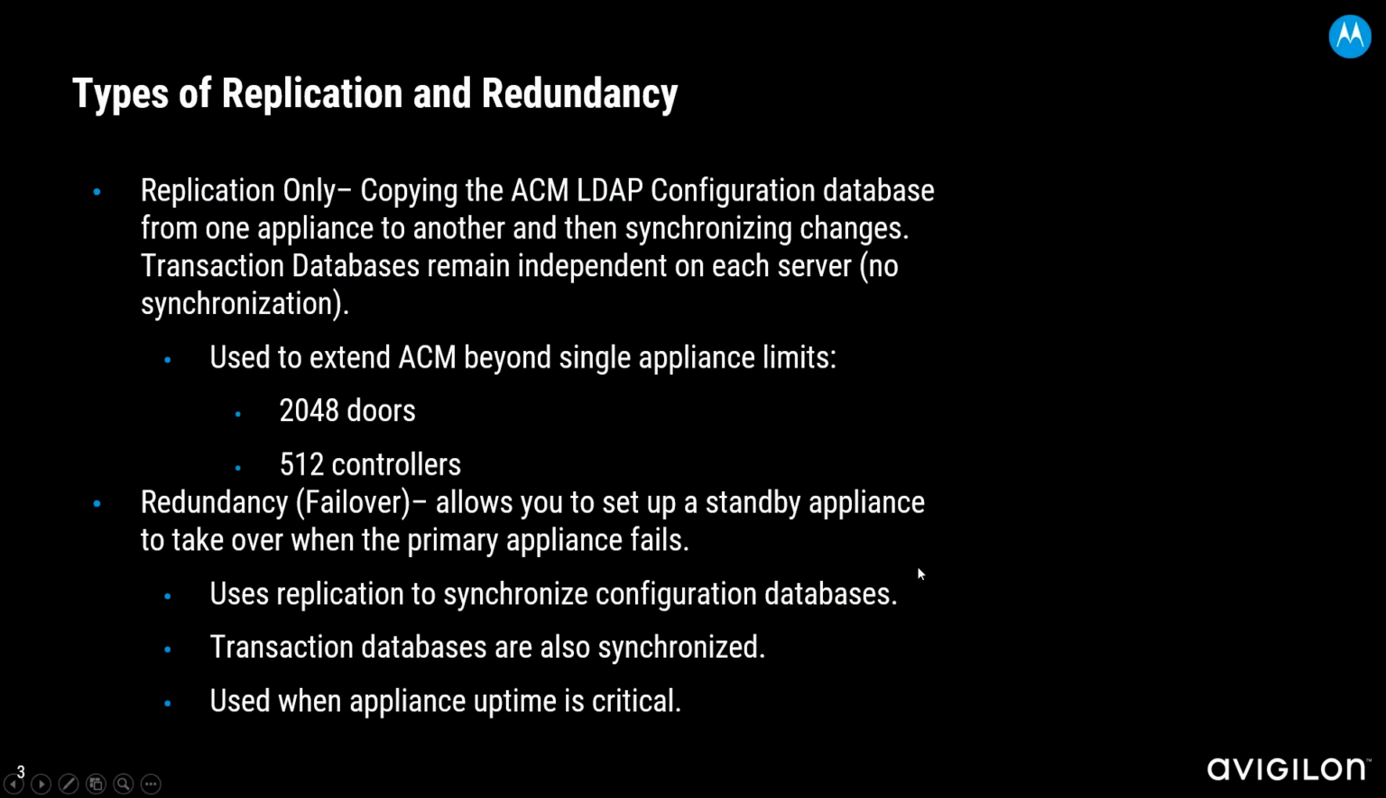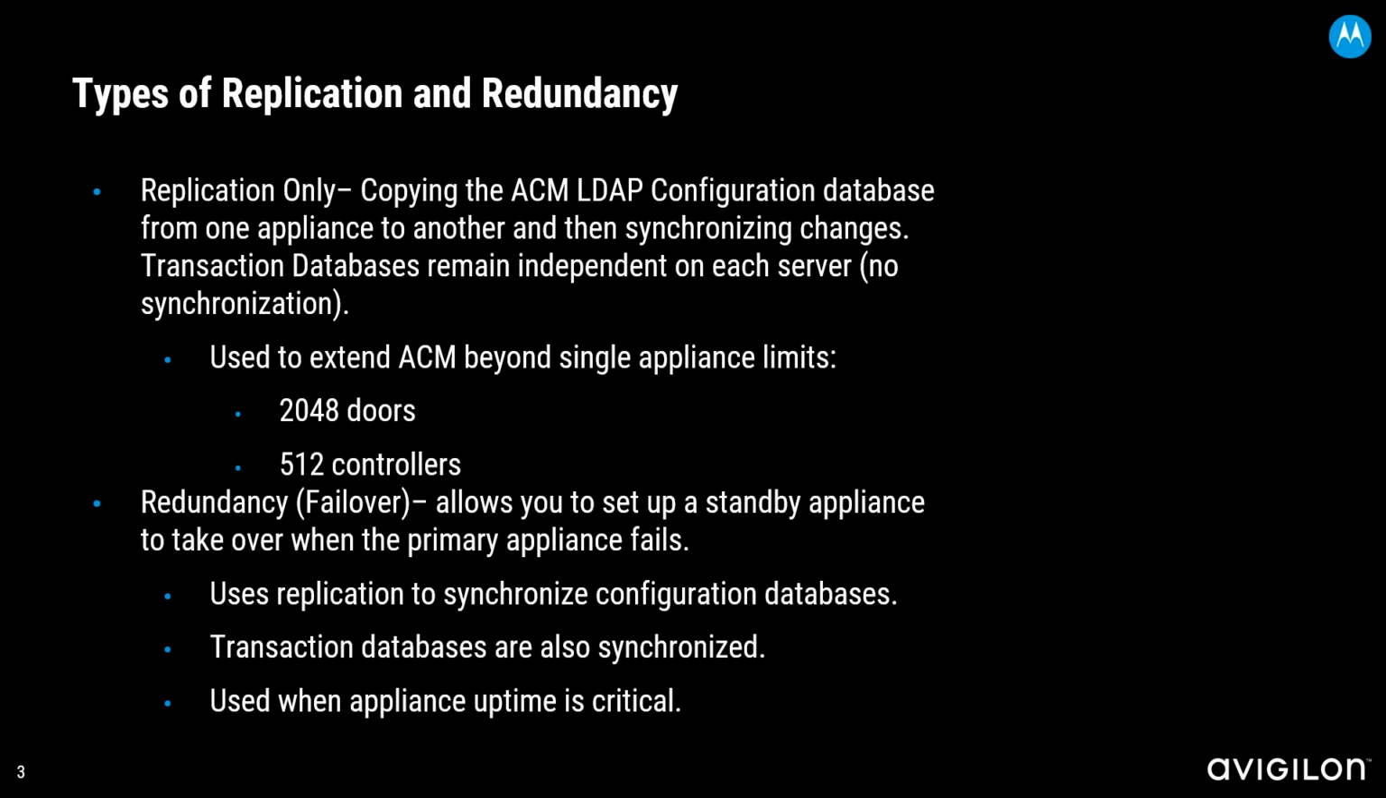Okay, so let's talk about types of replication and redundancy. So let's start with replication. You could have two systems, or more, that just have replication configured between the two of them and not auto failover or even manual failover. So replication is just simply copying the LDAP configuration database from one appliance to another and then synchronizing changes between those two databases. So if you make a change on one ACM system, that change is going to synchronize to the other ACM system or systems.